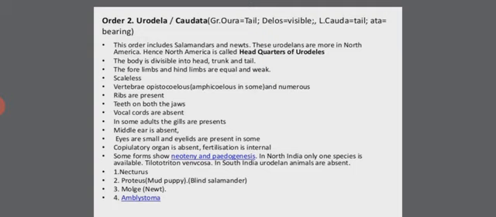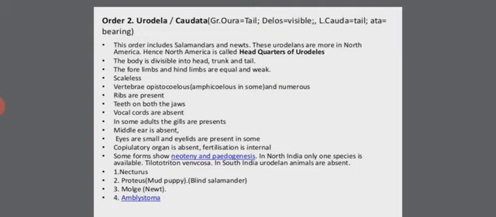Let us go through some important characters of this order, Urodela. This order includes salamanders and newts, and these urodelans are more in North America. Hence, North America is called headquarters of urodeles. The body is divisible into head, trunk, and tail. The forelimbs and hind limbs are equal and weak. The body is having scaleless skin.